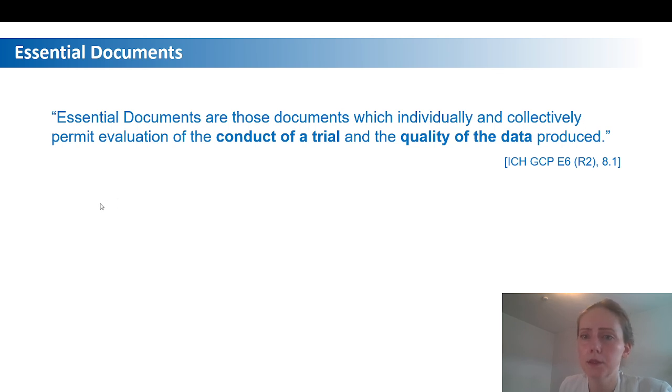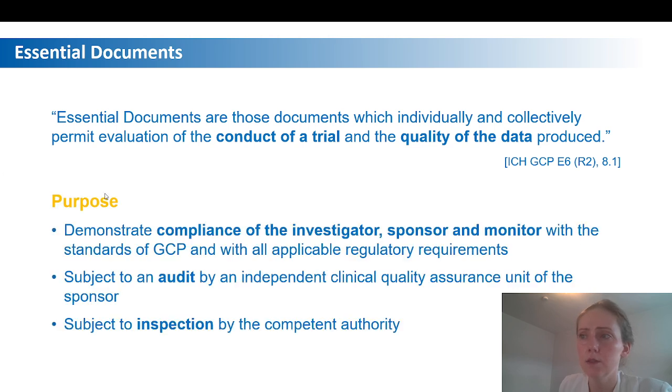Next to the auxiliary documents, there are many essential ones that are required for each clinical trial. Let us start with understanding what essential documents actually are in the context of a clinical trial. The ICH-GCP guideline provides us with information on the purpose of essential documents and why they are important. Essential documents are those documents that individually and collectively permit the evaluation of the conduct of the trial and the quality of the produced data.